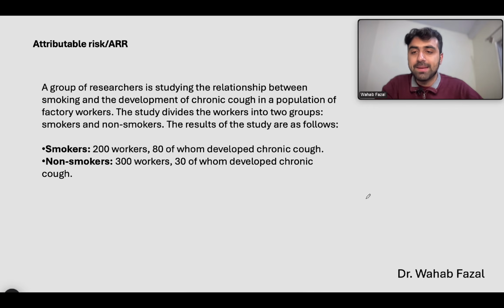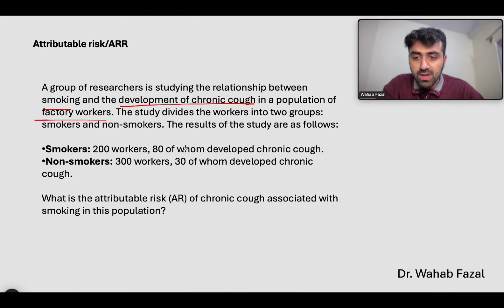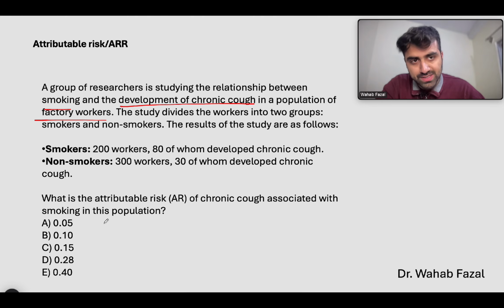So let's take this example. A group of researchers is trying to study the relationship between smoking and the development of chronic cough in a population of factory workers. The study divides the workers into two groups, smokers and non-smokers, so exposed and non-exposed. The results of the study are as follows. Let's skip the numbers for now. What is the attributable risk of chronic cough associated with smoking in this population? And I think we're going to have the options now. First of all, let's do it again.